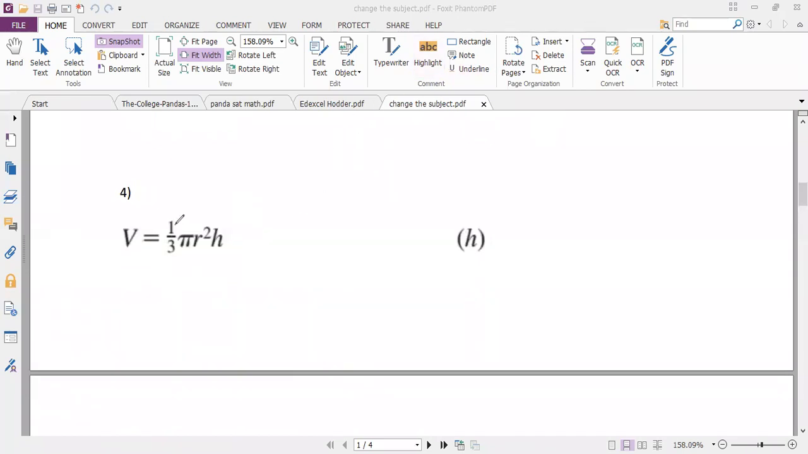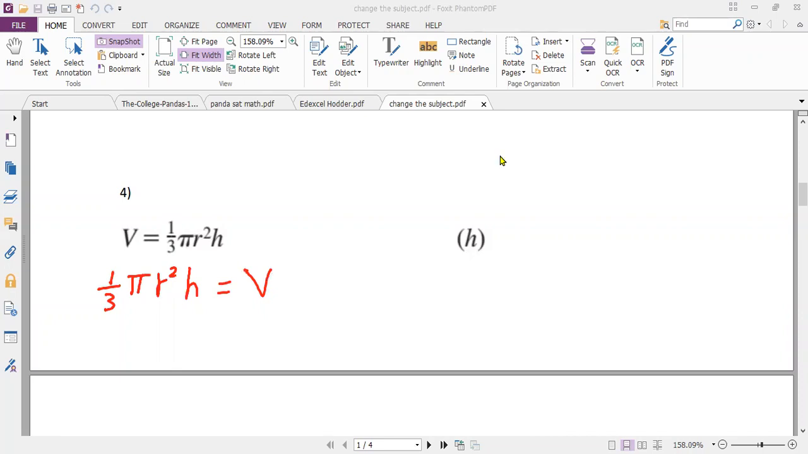I have V equals 1/3 multiplied by pi R squared H, and I want to write H on one side. So I recommend switching sides to get H on your left hand side. So we can write 1/3 multiplied by pi R squared H equals V. I just switched sides.